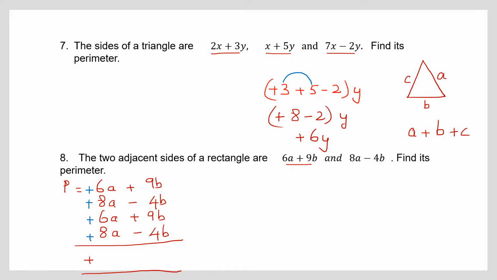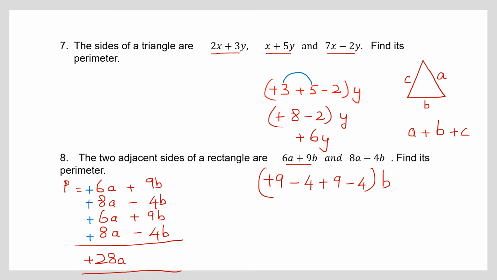So let me add 6 plus 8 is 14. 14 plus 6 is 20. 20 plus 8 is 28A. Let me go to the other side and write it down here. So I have plus 9. I'm taking only the numerical coefficient. Minus B plus 9 minus 4. Okay, so and then I write B here.